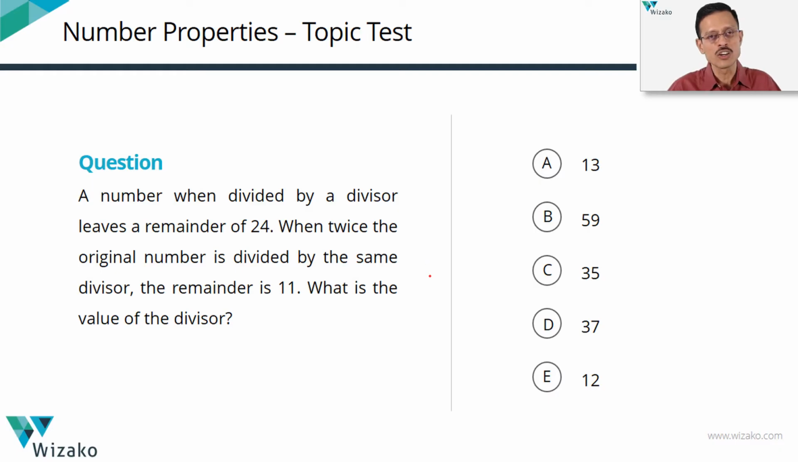An interesting question, concept tested: remainders. A number when divided by a divisor leaves a remainder of 24. When twice that number is divided by the same divisor, we get a remainder of 11. What we need to find out is the value of the divisor.